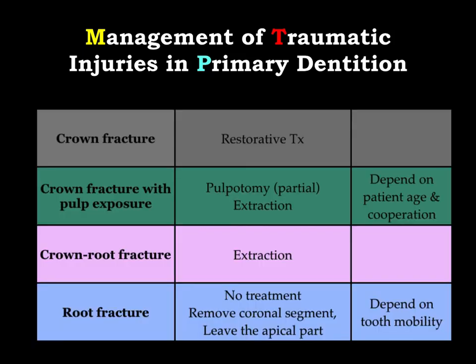Now we're going to take a few slides about the management of trauma in primary dentition. If there is a crown fracture with pulp exposure, we can do either pulpotomy or extraction, depending on the patient's age and cooperation. If there is a crown-root fracture, extraction. If there is a root fracture, usually we don't do any treatment. We could remove the coronal segment and leave the apical part. It depends on the amount of mobility of the tooth.